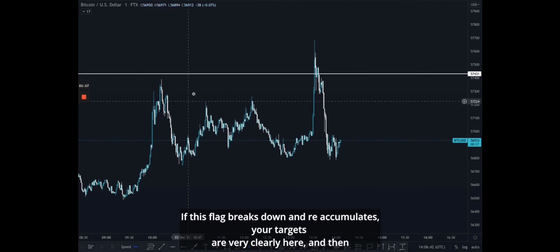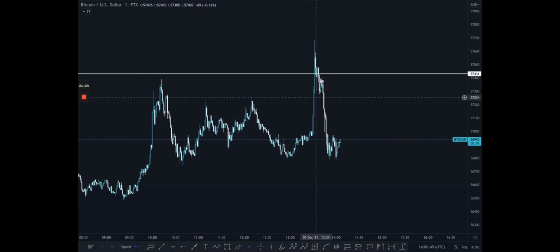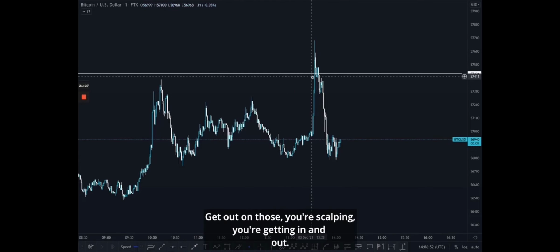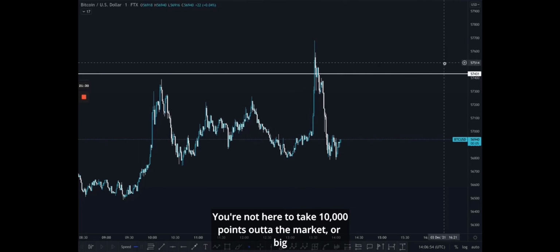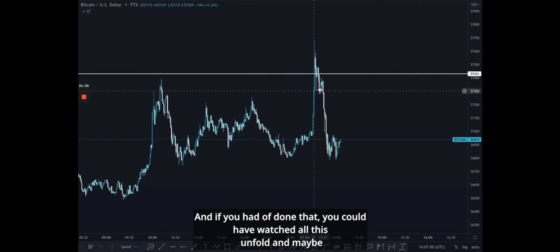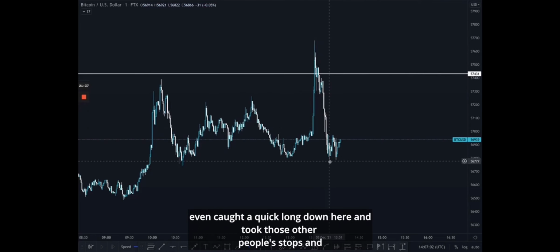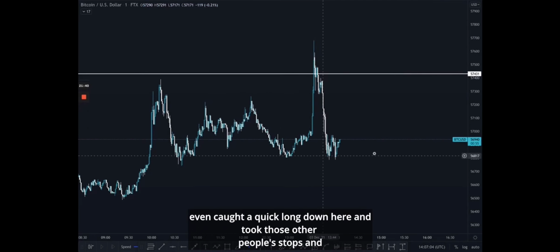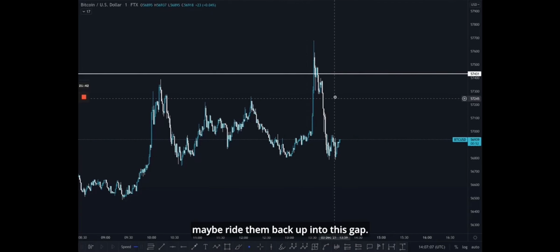Have your targets. If this flag breaks down and reaccumulates, your targets are very clearly here, and then the one I showed you earlier, the main high. Get out on those. You're scalping. You're getting in and out. You're not here to take 10,000 points out of the market or big swings. You're scalping in and out. And if you had done that, you could have watched all this unfold and maybe even caught a quick long down here and took those other people's stops and maybe ride them back up into this gap.